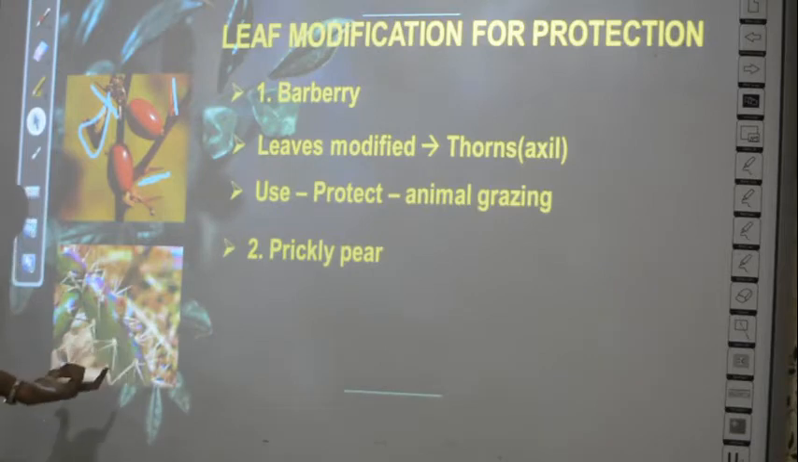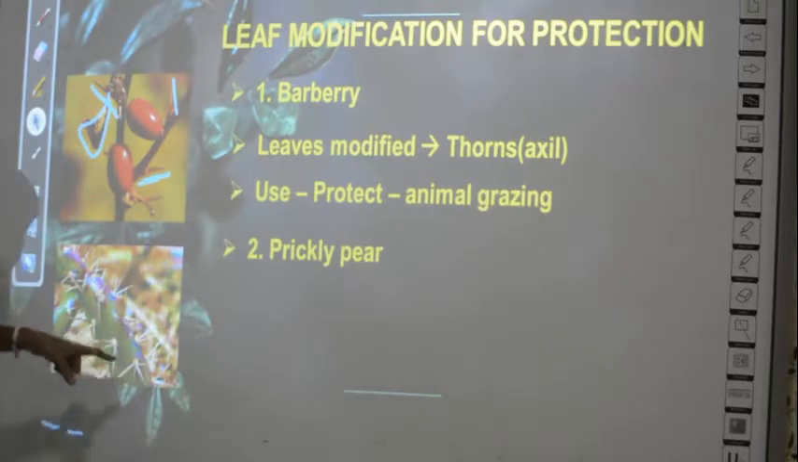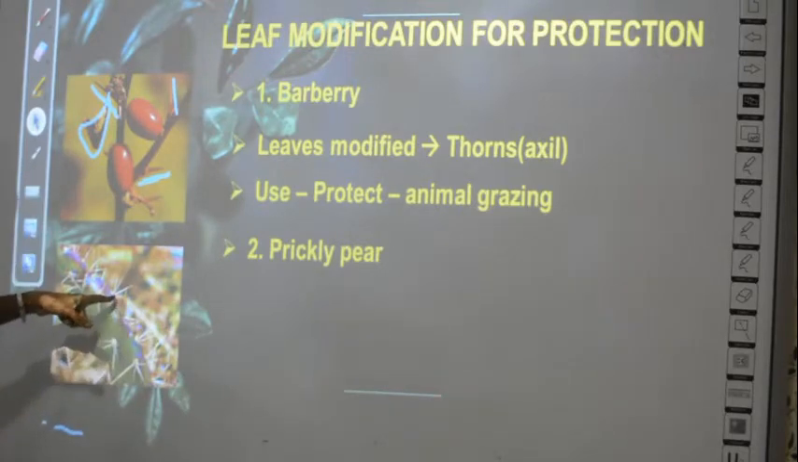These plants you may not have seen because it is not common in our place, but that's why I have displayed the picture. So prickly pear is this one. You can see spines here.